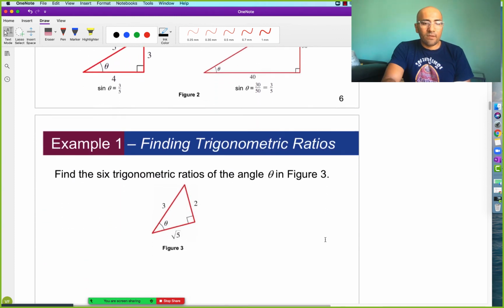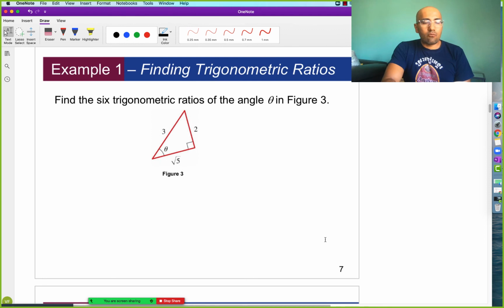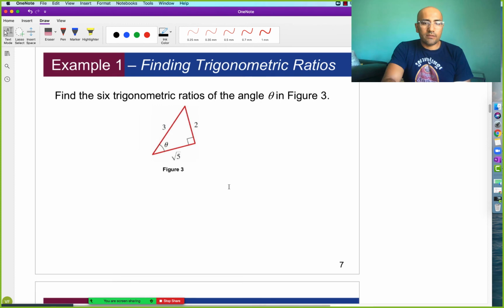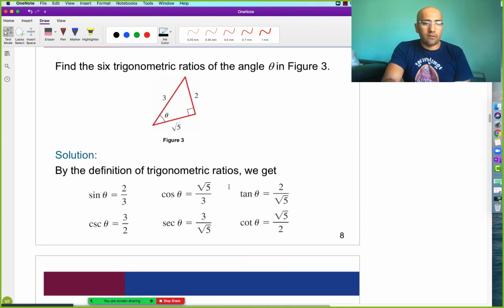Good. So if we were given any random triangle like this and we wanted to figure out the 6 trigonometric ratios, then all we have to do is think about the sine of theta is opposite over hypotenuse. Sine of theta would be 3/2. Cosine of theta is adjacent over hypotenuse, so it would be √5/3, right? And so on and so forth. Let's see them down here.